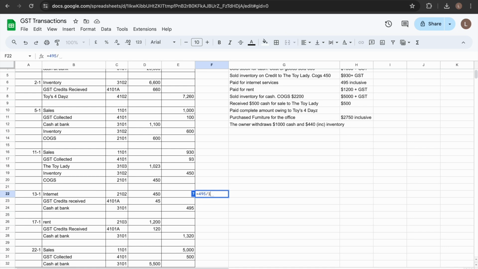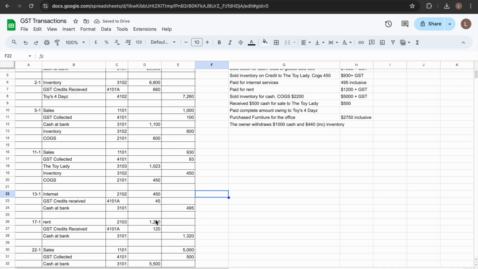495. Divide that by 1.1. Now that'll give us the value of what the internet is. And then if we need to find GST credits received, we just divide that 450 by 10, and then that'll give us the GST, and that'll equal the cash at bank with the 495 inclusive.